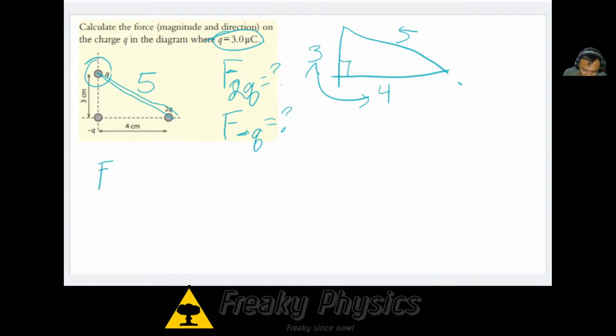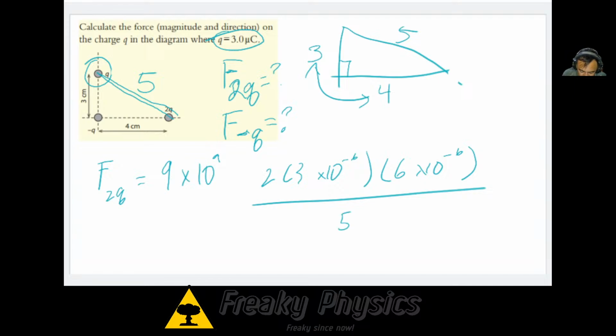So F from 2q will be equal to, I'm gonna use 9 this time to make it even easier, 10 to the 9, times 2 times 3 times 10 to the minus 6, the other one would be 6 times 10 to the minus 6, over 5 squared. Oops, wait. Okay, I'm gonna remove this. Sorry. Should be like that.